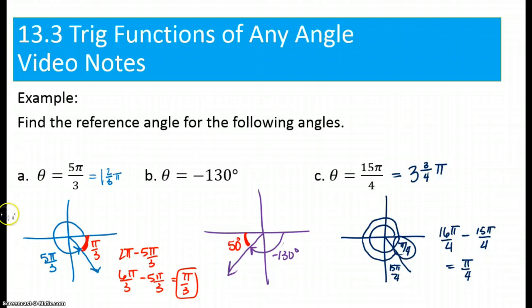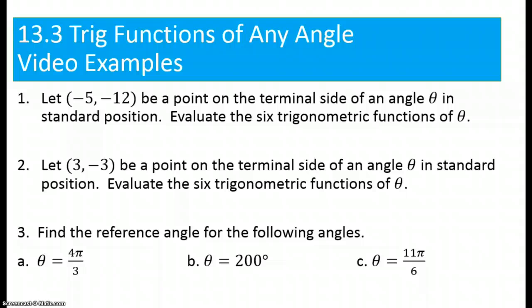Okay, guys, so here is your video examples 2, like we did with the angle, and on both of these you need to find r. Okay, notice here -5, -12 is going to put you in quadrant 3. 3, -3 is going to put you in quadrant 4. Find r first, and then some reference angle practice.